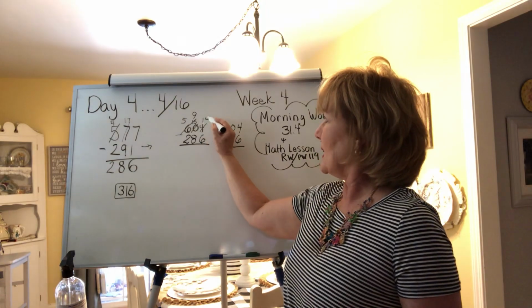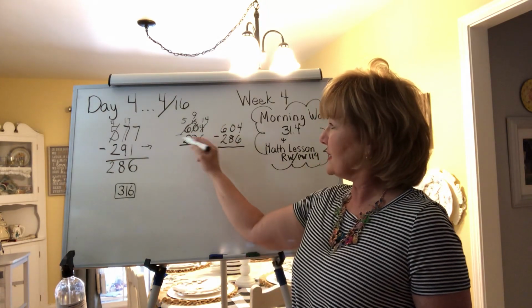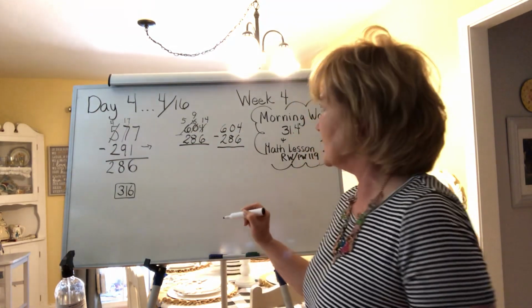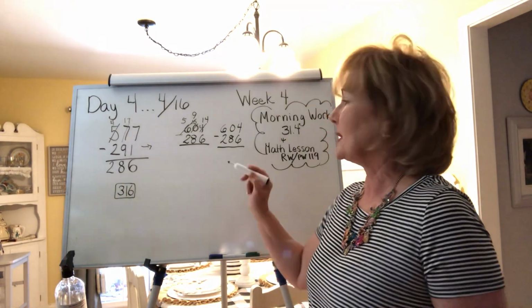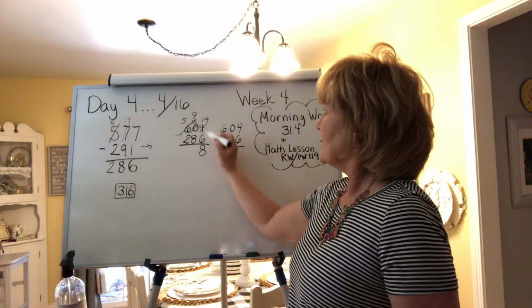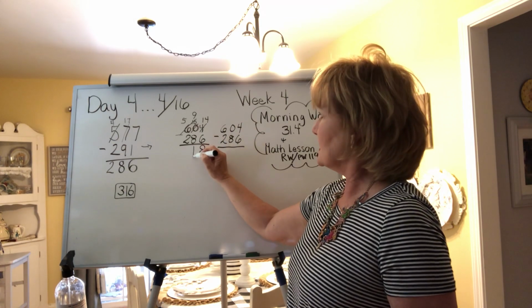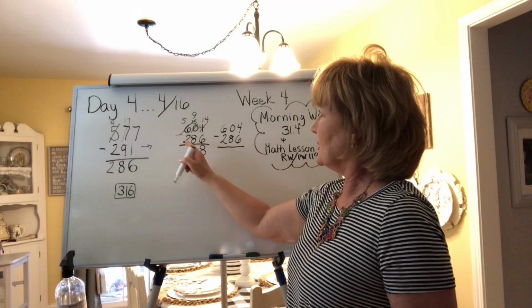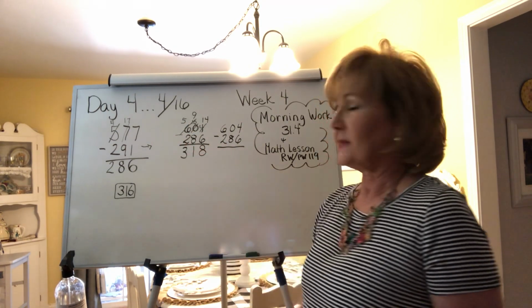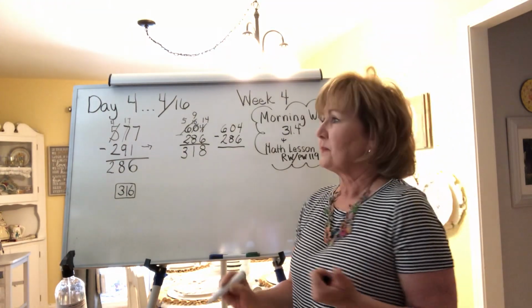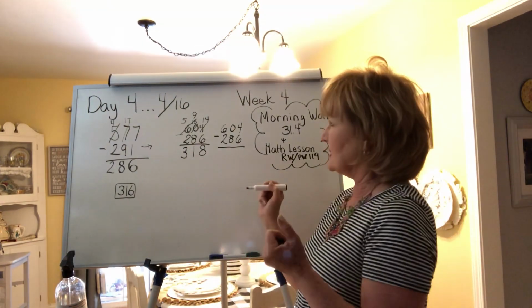So now we have 14. 14 take away 6 is 8, 9, 10, 11, 12, 13. Yes, 8. 9 take away 8 is 1. 5 take away 2 is 3. Now I'm going to show you the other way. It works just the same.